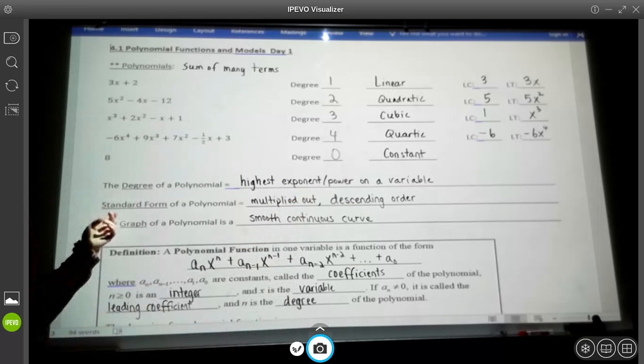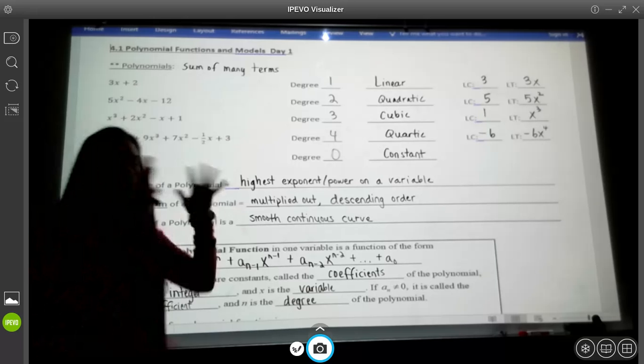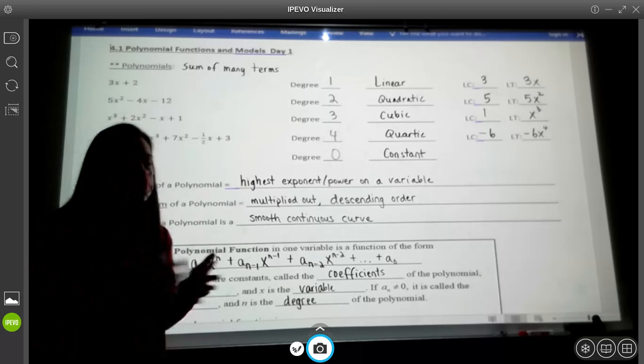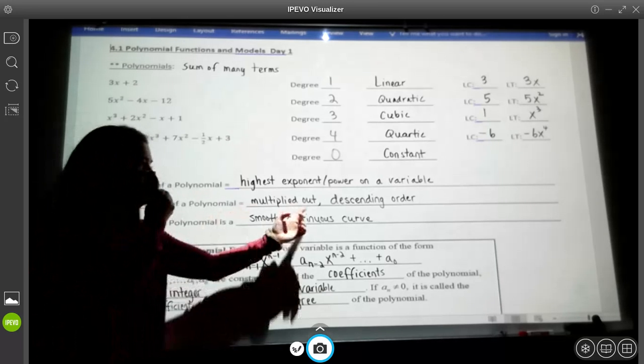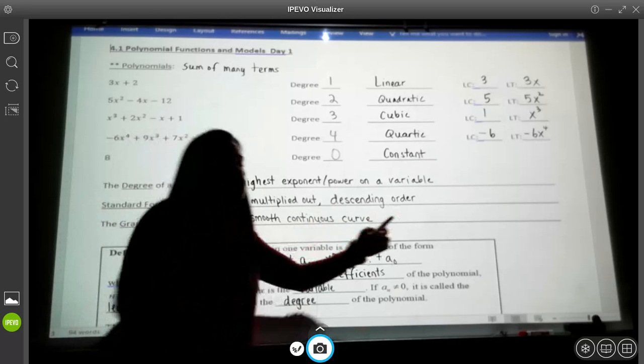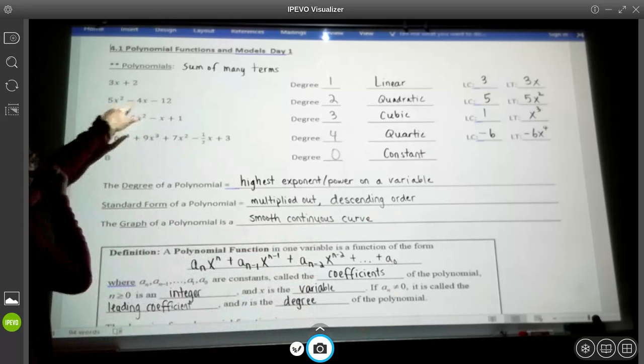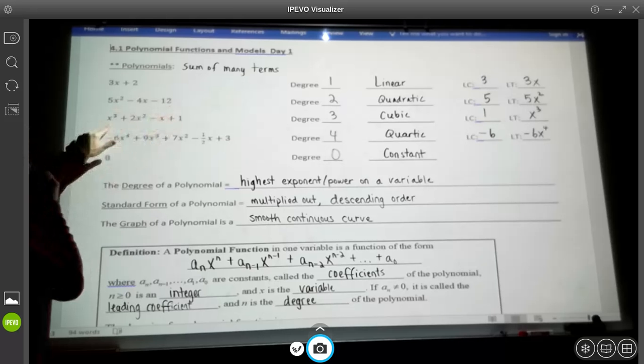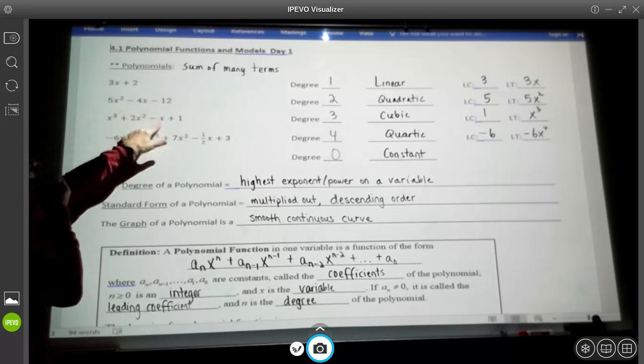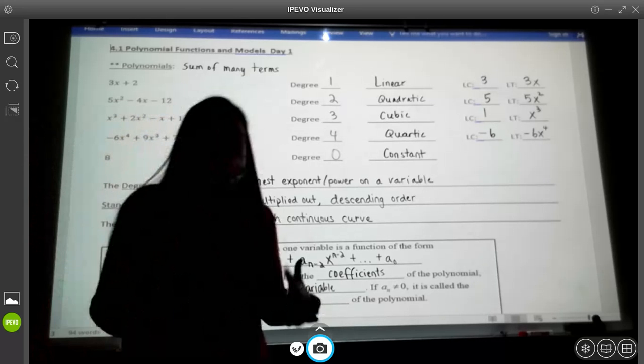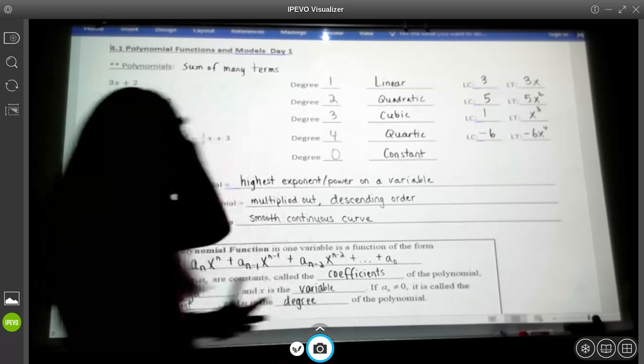All right, the standard form of a polynomial is when the parentheses have been removed from the expression and it's all multiplied out and you have it in descending order. So you're going from the x to the third to the x squared to the x to the just number. That is descending order. That is standard form of a polynomial, okay?